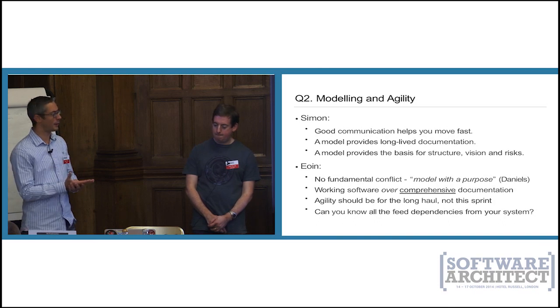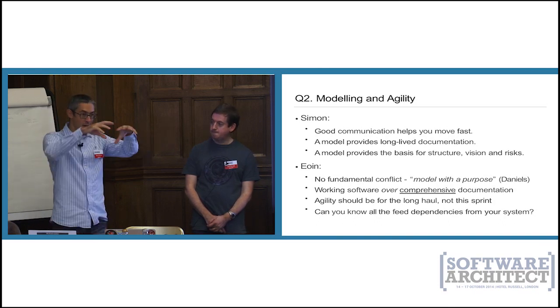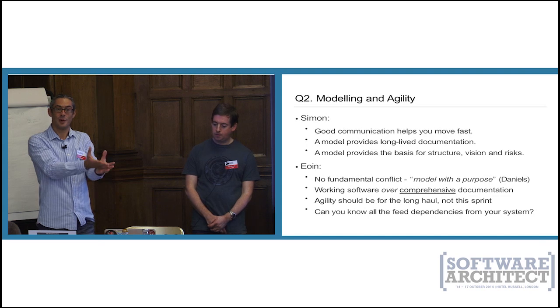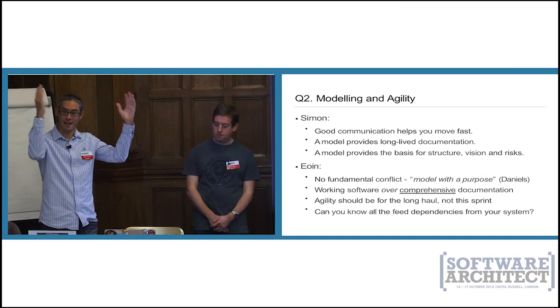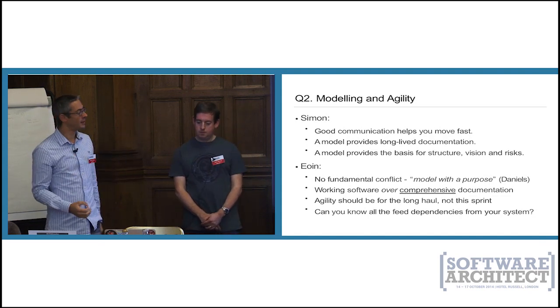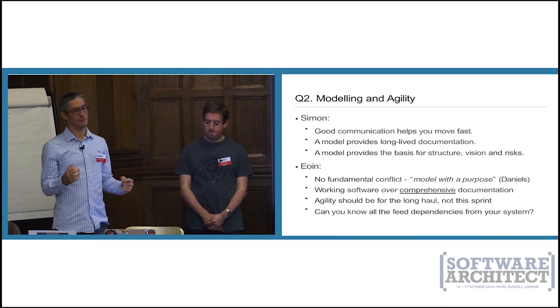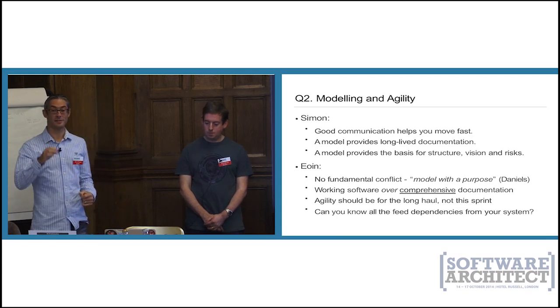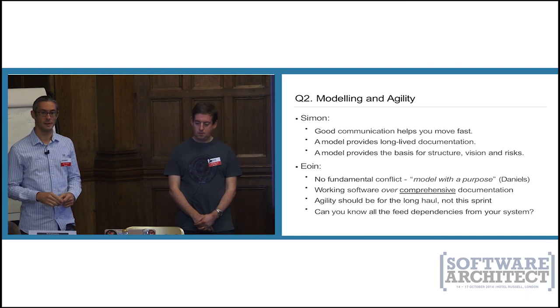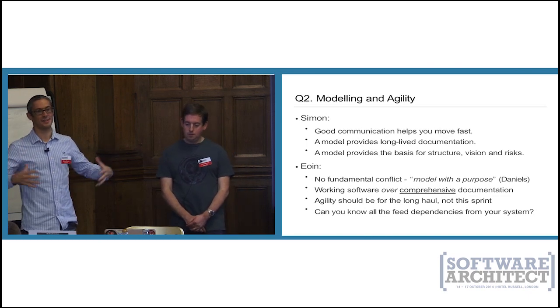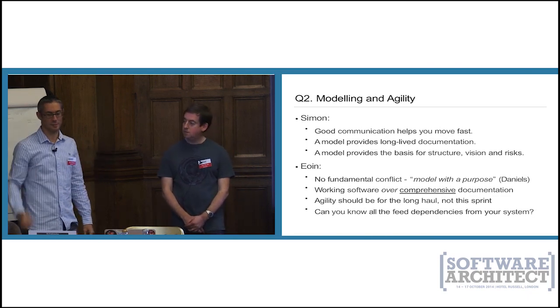The purpose of that lightweight modeling is to basically understand the structure of what we're building to a degree, so we can all head in the same direction. It's about creating that vision. And it's about giving us a starting point for analyzing and identifying the key risks that we might run into. So really it's about setting the scene for running an agile approach.